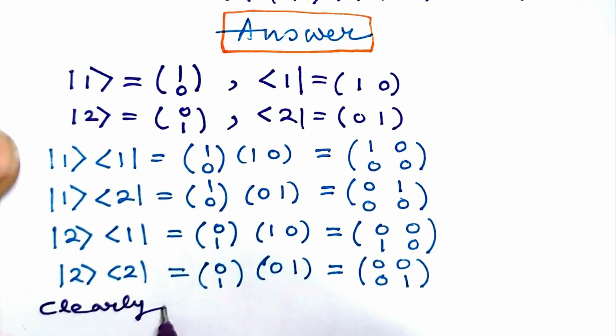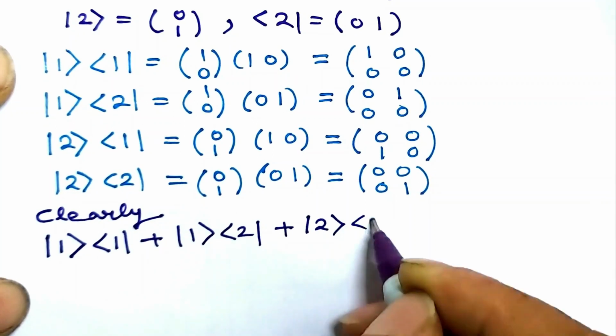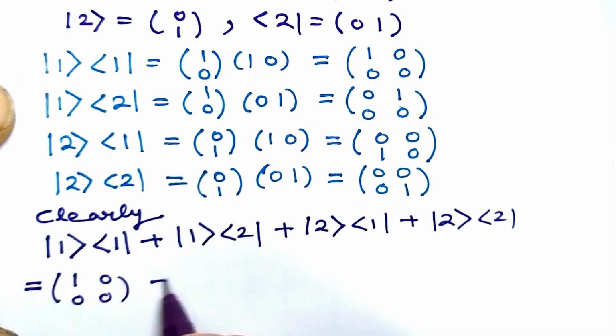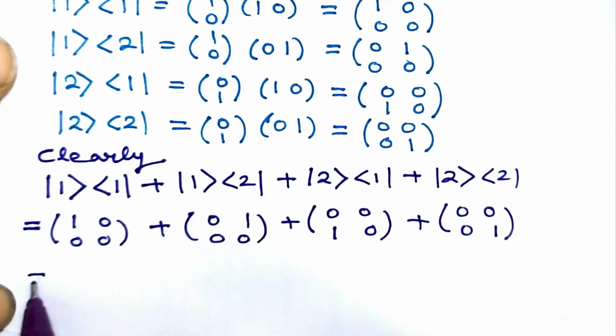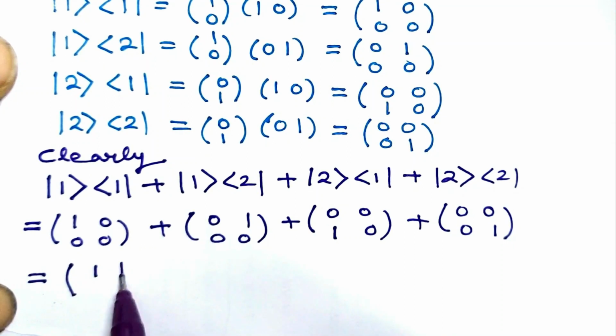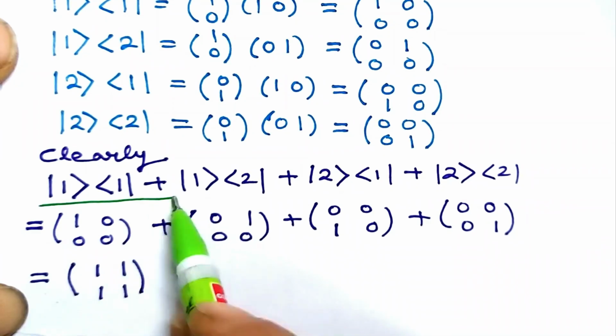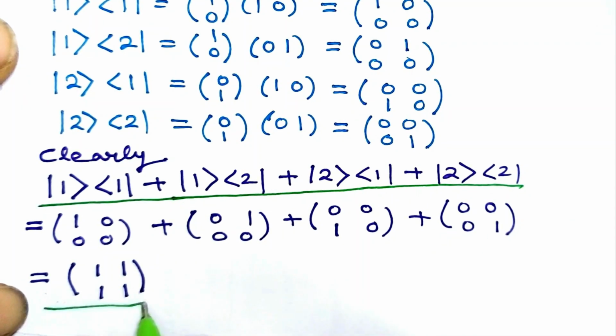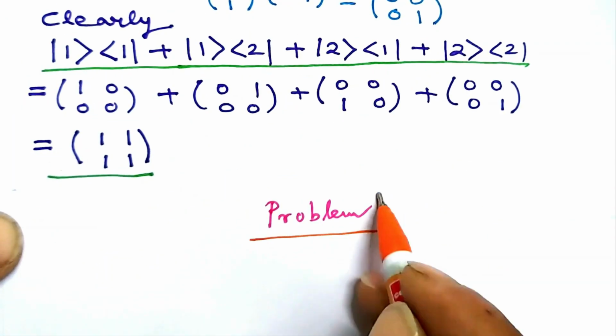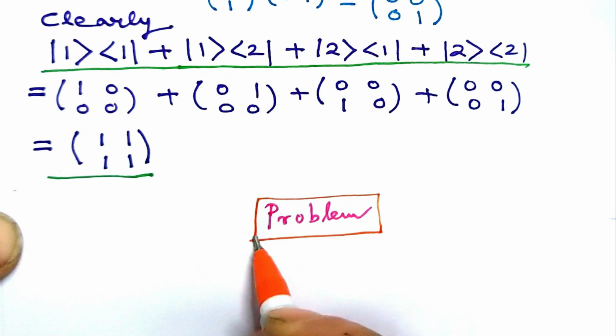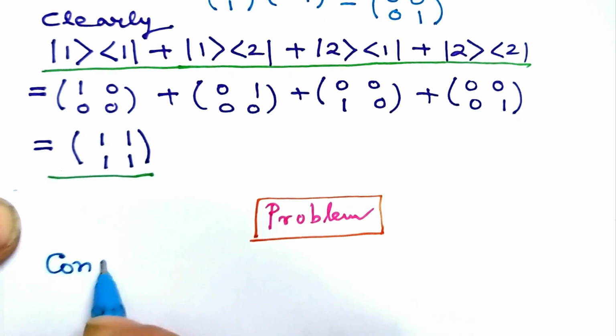Clearly, the sum is, let us add the matrices to get 1, 1 in the first row and 1, 1 in the second row too. This is the result. Next problem, a similar one but more calculations.